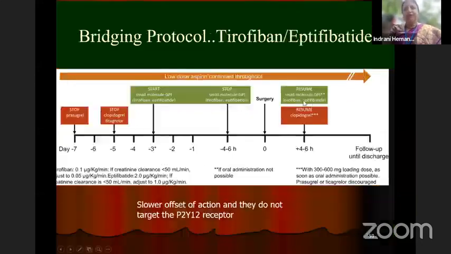If you're using tirofiban or eptifibatide, it is the same thing with prasugrel and clopidogrel: stop 7 or 5 days before, and 72 hours before, start tirofiban or eptifibatide. Eptifibatide is 2 microgram per kilogram per minute. Again, stop about 4 to 6 hours before surgery. Go ahead with the surgery and by 4 to 6 hours, please restart.